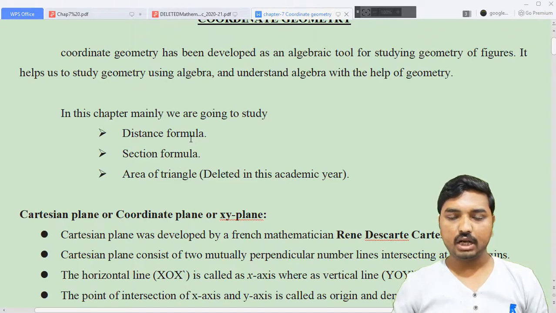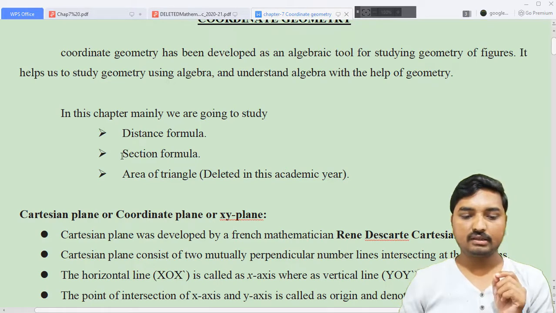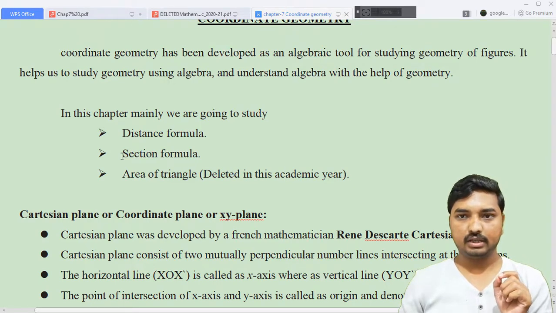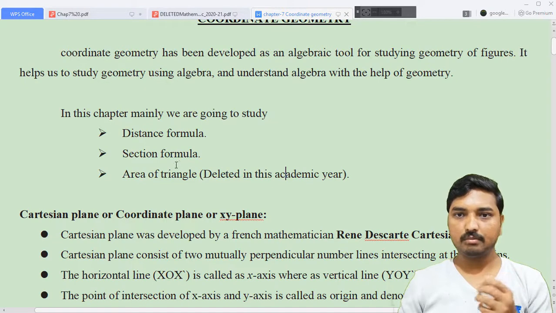So you need to understand the distance formula, its derivation, and after that problems on the distance formula. The second one is the section formula and the derivation of the section formula. After that we are going to solve problems on the section formula. So if you study these two topics, this chapter will be completed.